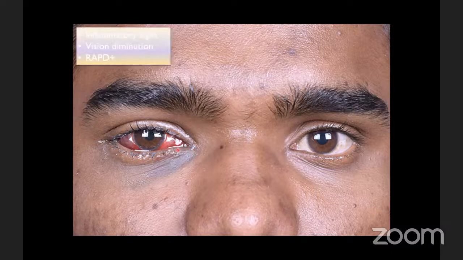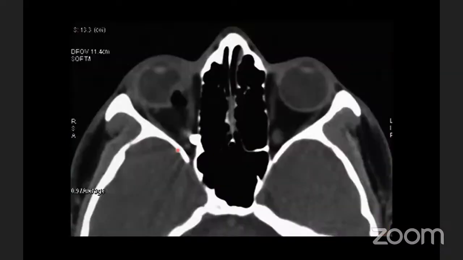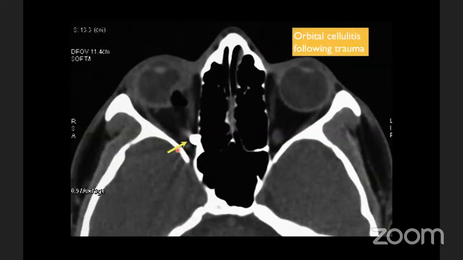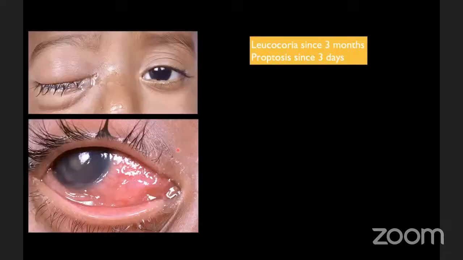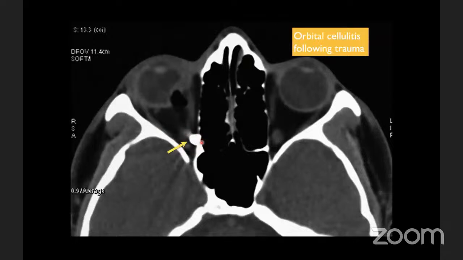Now, in this case also, you can see that there is conjunctival congestion, there is some amount of chemosis, and there is subconjunctival hemorrhage. And if you see, there is a slight change in the hue below the lower lid margin as well. So there are inflammatory signs that we can pick up. The vision was reduced, and there was RAPD that we could pick up on clinical examination. And here in the CT scan, you can see a focal hyperdensity which is present in the posterior orbit.